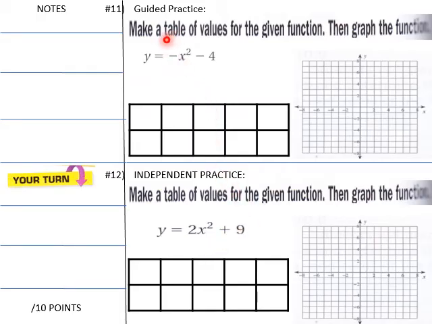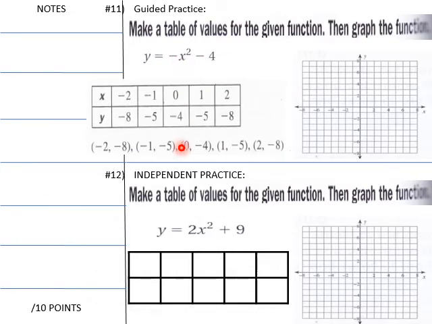Okay, let's try one here. Make a table of values for the given function, then graph the function. So we have y equals negative x squared minus 4. To make a table for that, when x equals 0, y equals negative 4. Here's one ordered pair. When x equals negative 2, y equals negative 8.